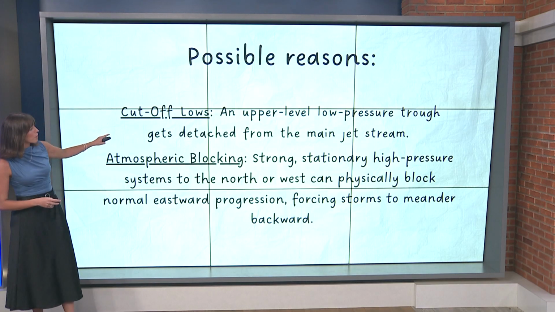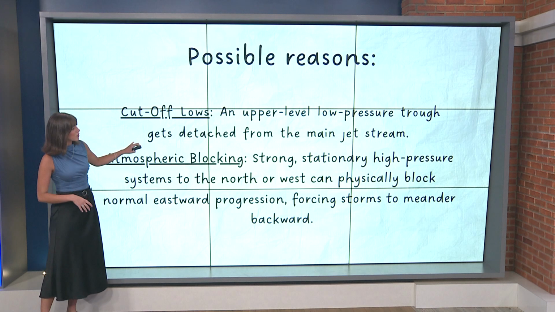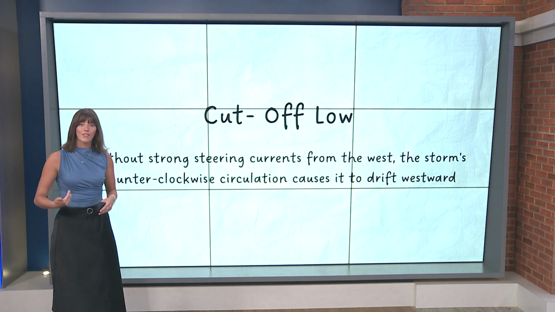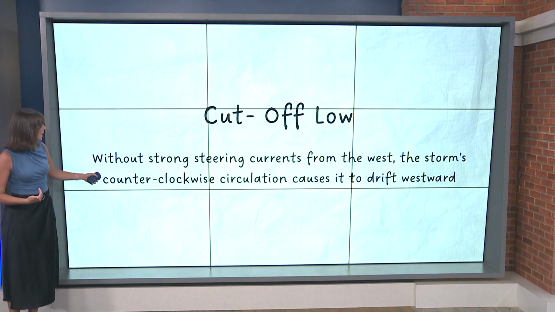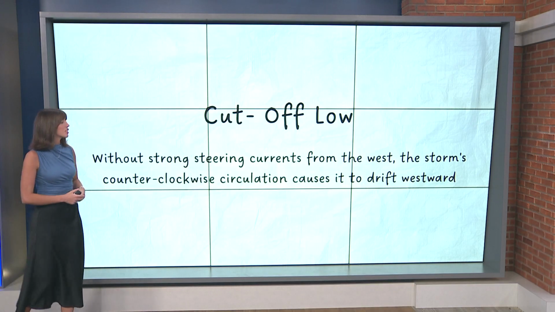So it's an upper level low pressure trough. It's a short wave, that's what I like to call it, and it gets detached from the main jet stream. When that happens, then you get a different kind of storm motion with that. So without strong steering currents from the west, those prevailing westerly winds, the storm's counterclockwise circulation causes it to drift westward. And that's what we're having.